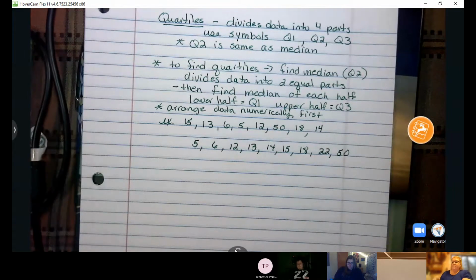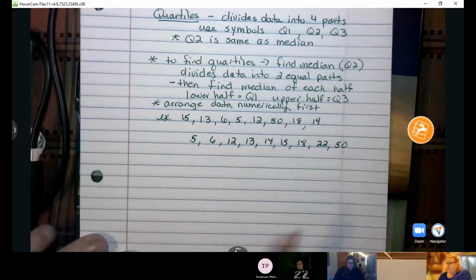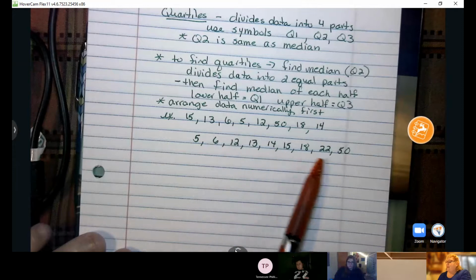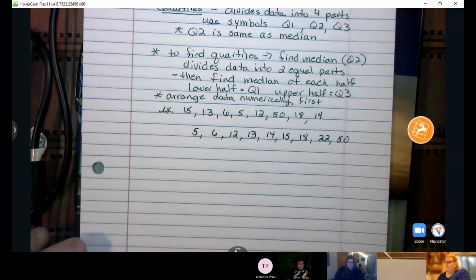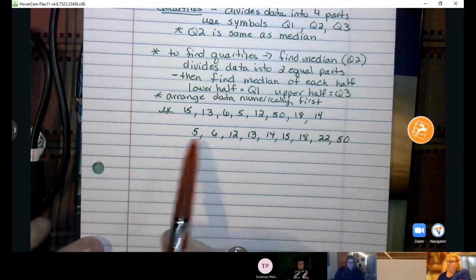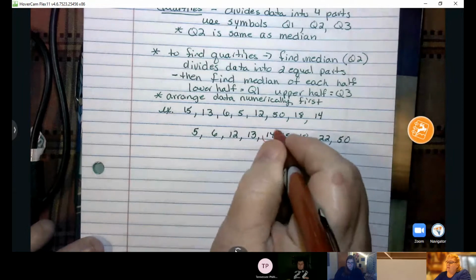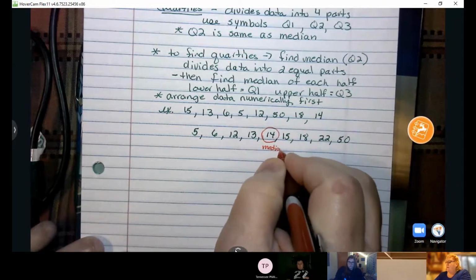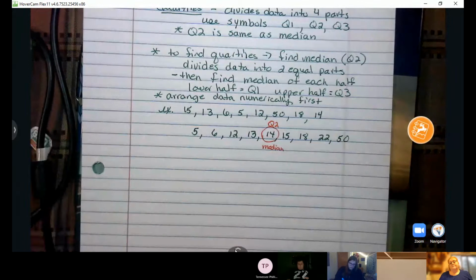First thing we want to do is to find the median of that data. So just like we did before, there's 1, 2, 3, 4, 5, 6, 7, 8, 9 items. The median would be the middle number, which would be the 5th one. 1, 2, 3, 4, 5. So the median is 14. In this case, the median is the same thing as quartile 2.